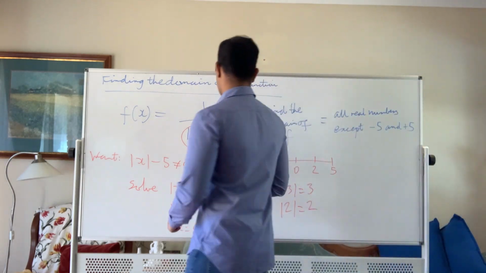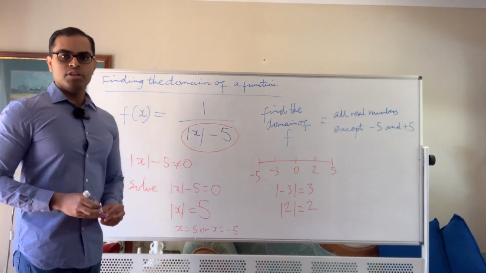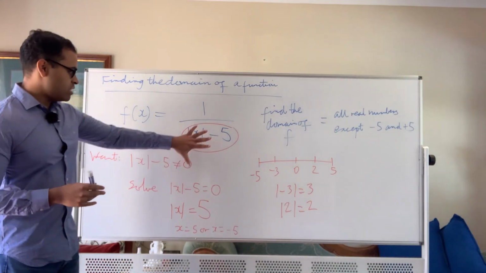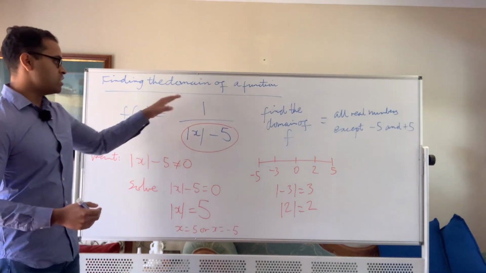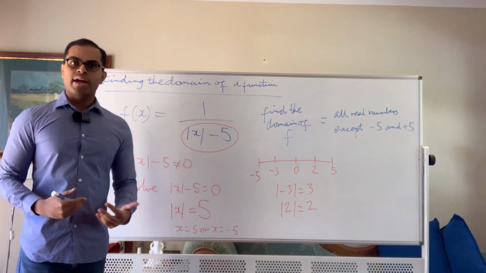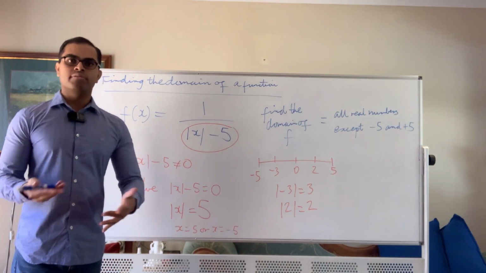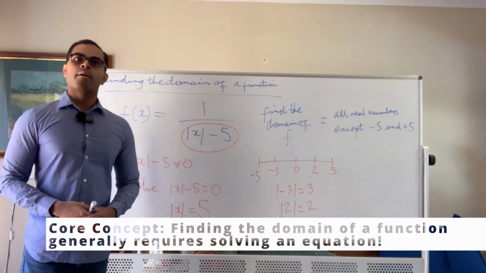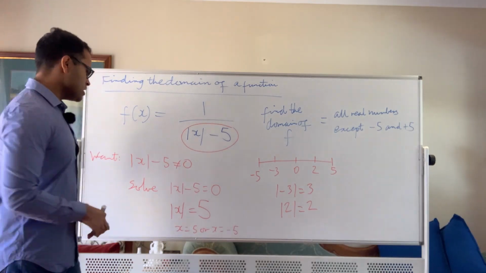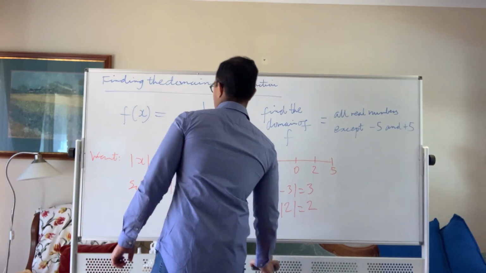Okay, that's what the domain of the function is going to be. So you see, you've got some linear equation with the absolute value on the denominator, and we had to solve that linear equation to find the domain. So typically finding the domain of functions requires solving equations, because you want to exclude certain numbers, and that involves solving an equation. Let's do another example with the absolute value again.